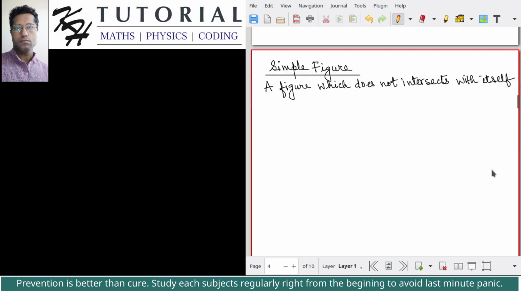Okay. Now, what is a simple figure? A figure which does not intersect with itself. What is meant by the fact that a figure intersects with itself? Okay.